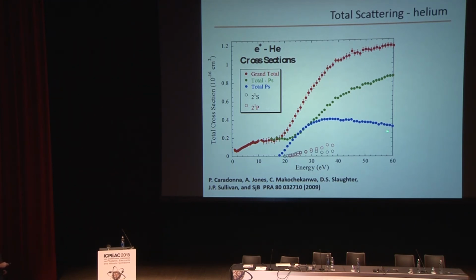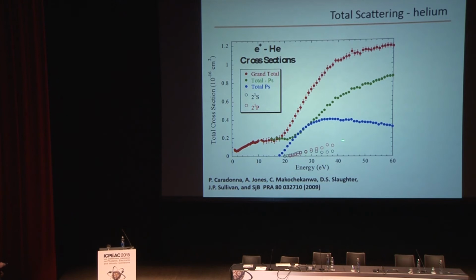The blue curve here is the positronium formation cross-section, and it's a typical shape. It has its maximum around 10 or 15 electron volts above its threshold. At that maximum, it's typically around 50% of the total scattering probability for the atom. The green curve here is all other inelastic events, bar positronium, so this is electronic excitation and ionization.